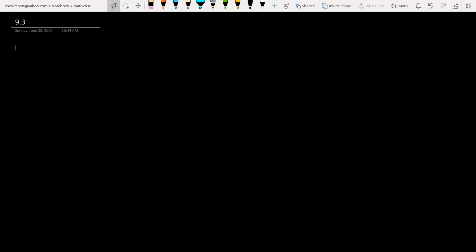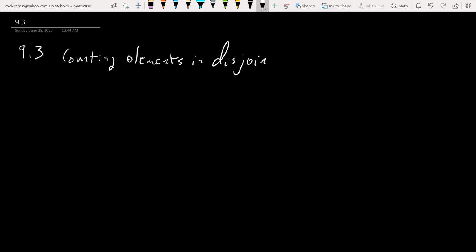Okay, hello, welcome back. This is Discrete Math 9.3. We're working with probability and doing some counting, in particular counting elements in disjoint sets. And we have the addition rule as the first rule we encounter.